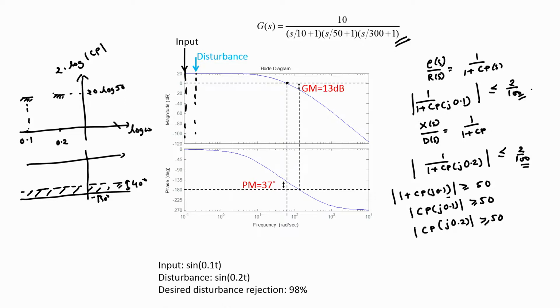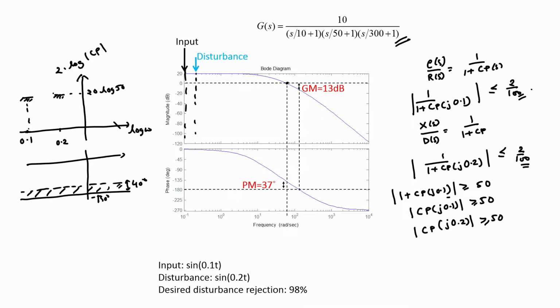So, the specifications in terms of time domain tracking have been converted to corresponding specifications for the open loop system. We now have to come up with a controller that allows for the open loop system to meet these specifications, and then we would be done with the design. So, let us see how we are going to do that next.